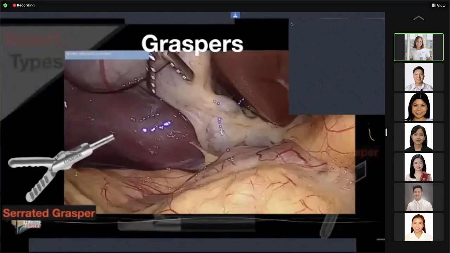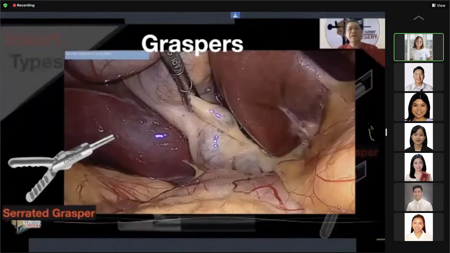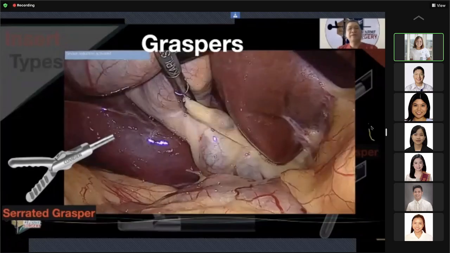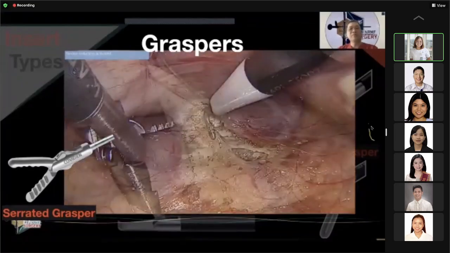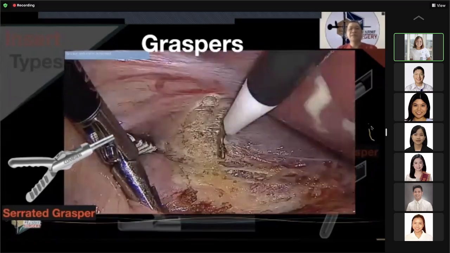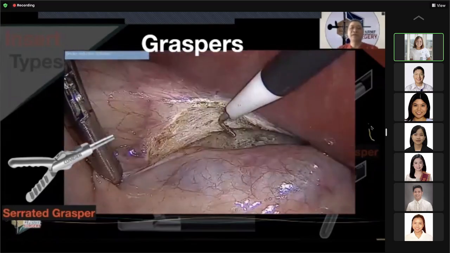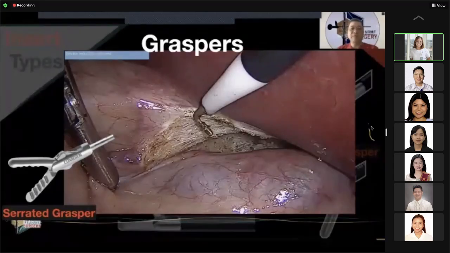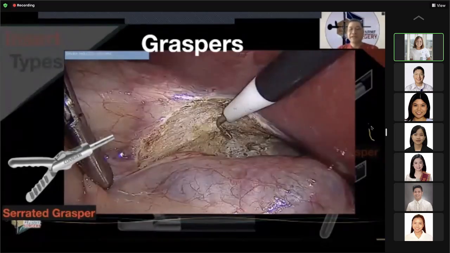So you have the serrated grasper, with which you have a better grasp of your tissue compared to those with fine graspers. So you have the hook, an electrosurgical, monopolar instrument used for dissection.